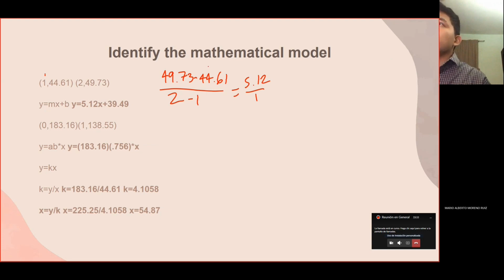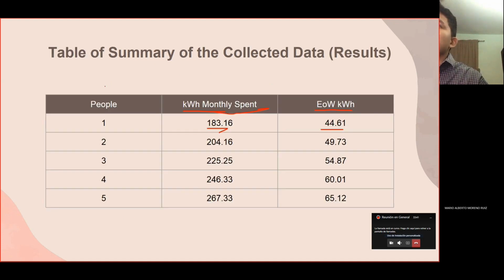Now we're going to talk about the mathematical model. The first one right here, as you see, is the pair of numbers that is right here. One person with its saving. Two people with its saving.